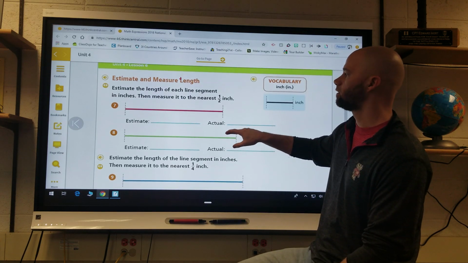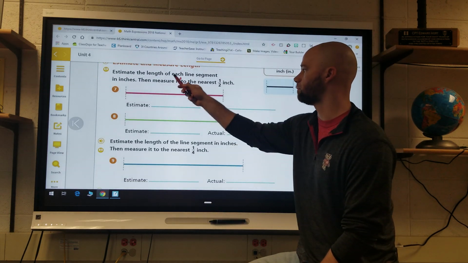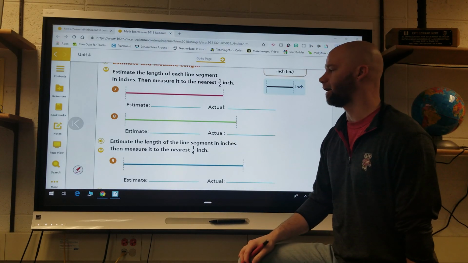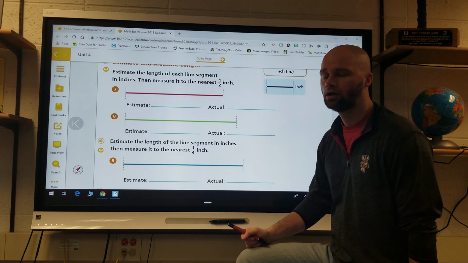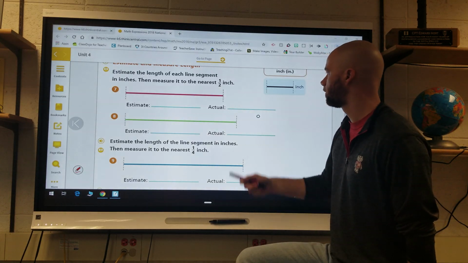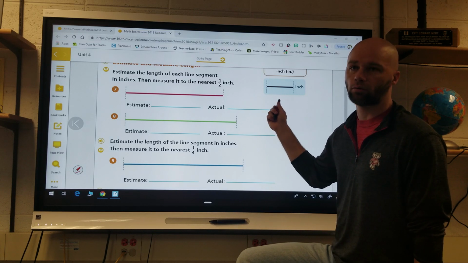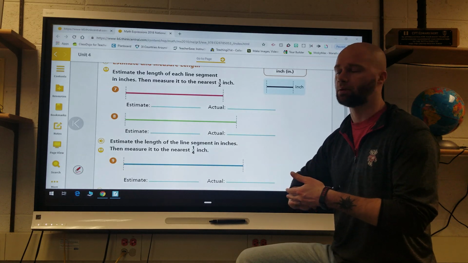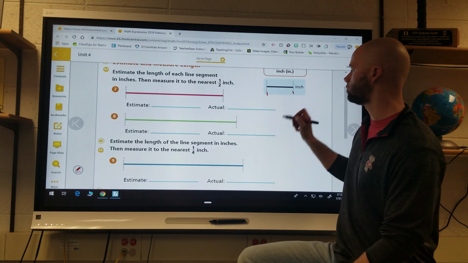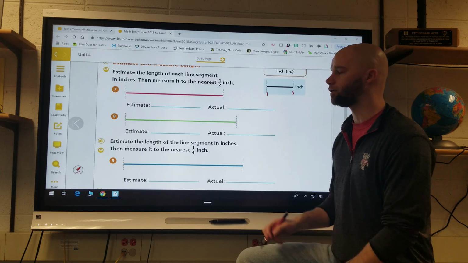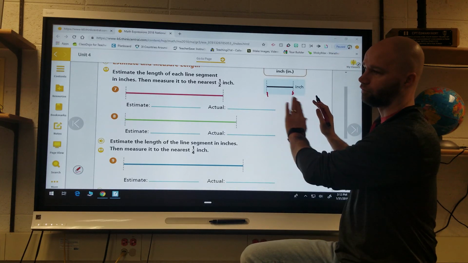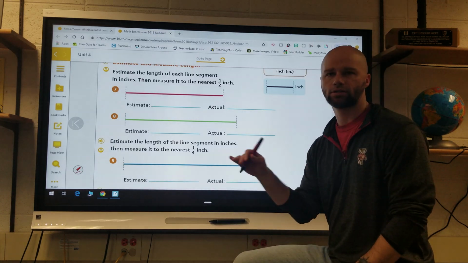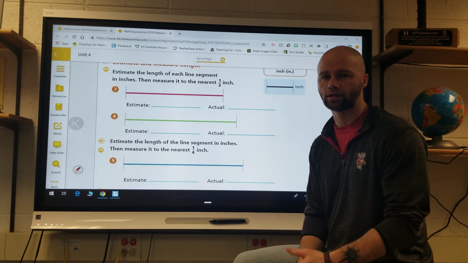Now, estimate the length of each line segment. So remember, estimate just means how long do you think that is, and then measure to the nearest half inch. So what is the actual length? Now on your homework, along with these, if you do not have a ruler, you can make your own ruler by just folding over a piece of paper. And then here is an inch right here. You'll have that on your homework as well. So you can say that's 1 inch, move your paper over, mark another inch, and you can use that straight edge on your paper as a ruler as well.